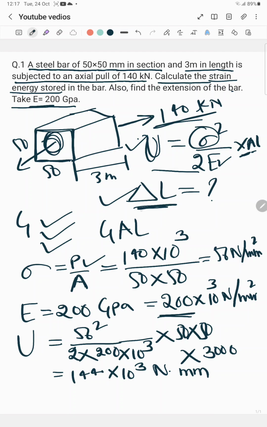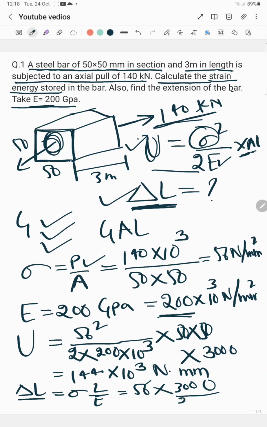Now the second is we have to find the extension. We have a formula for delta L. Delta L is nothing but the change in length, which is equal to sigma L by E. We have all the values with us, that is sigma is 56, into L is 3 meter, that is 3000, divided by E, which is 200 into 10 to the power 3.